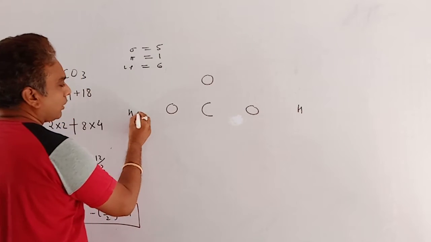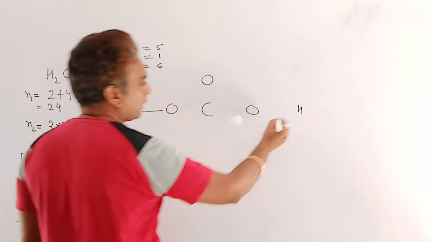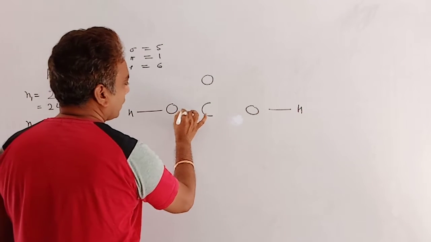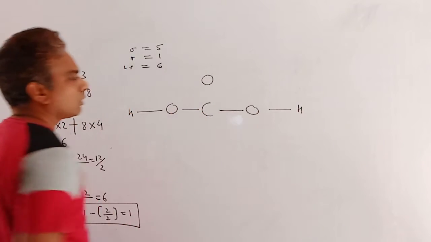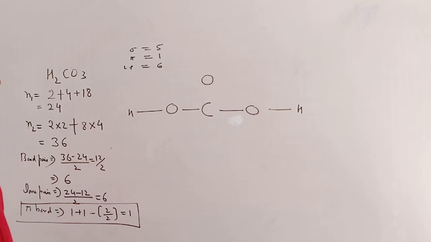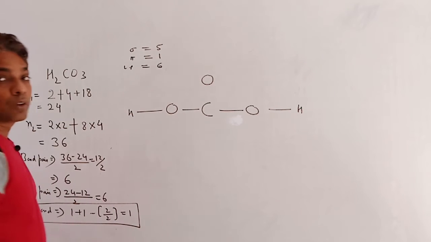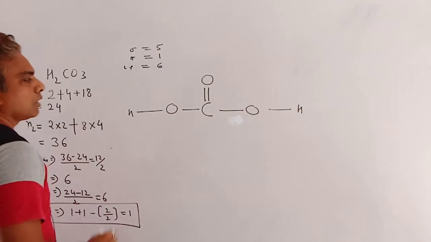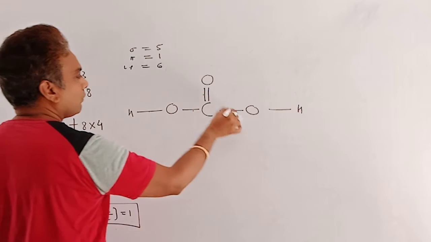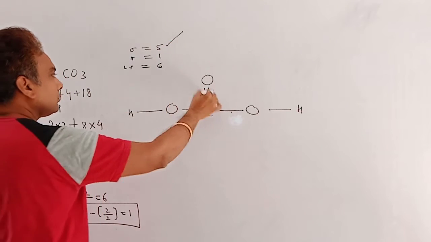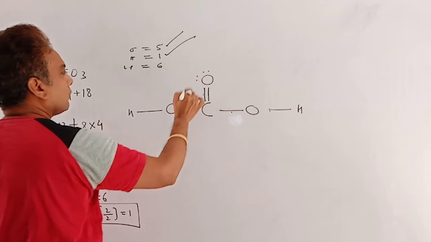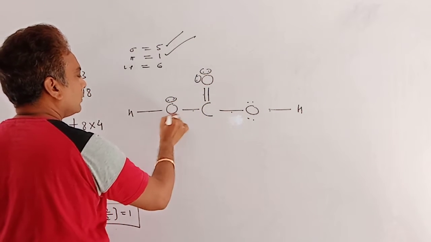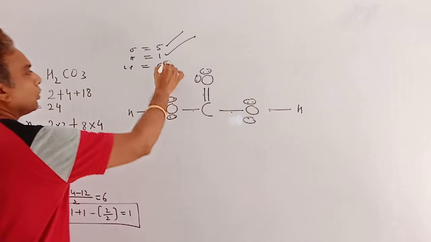Hydrogen contains only 1 electron, so sharing of 1 electron with oxygen. Similarly, sharing of 1 electron with oxygen. Here oxygen shares 1 electron with carbon. Similarly, this oxygen also shares 1 electron with carbon. And carbon contains 4 electrons in the outermost shell. 2 are shared with oxygen, so the left 2 are shared with another oxygen. So in this molecule we have 1, 2, 3, 4, 5 sigma, 1 pi, and 2 lone pairs each on O atom. So total number of lone pairs is 6.